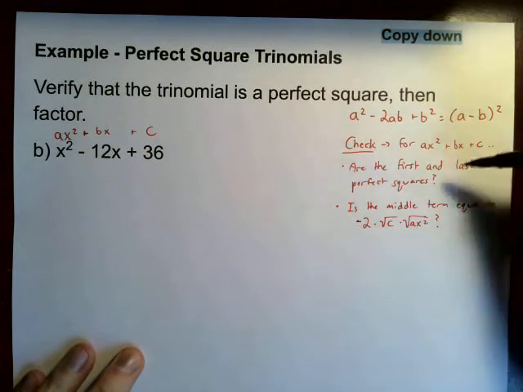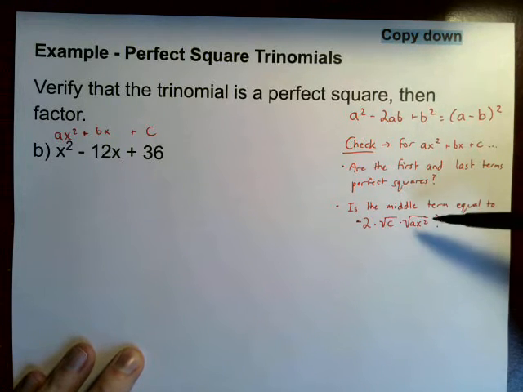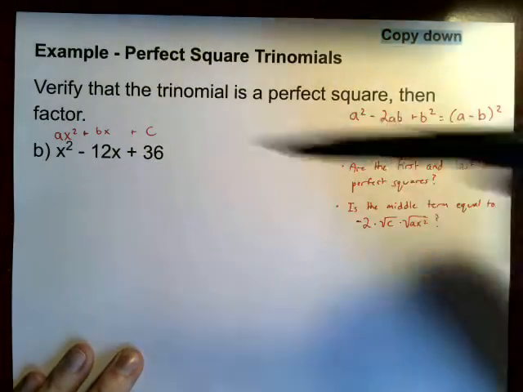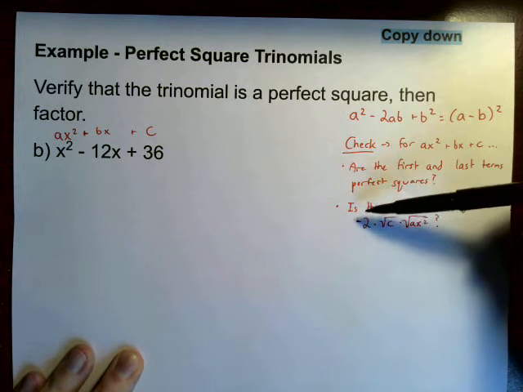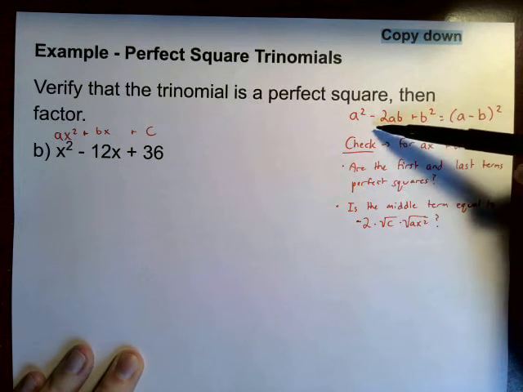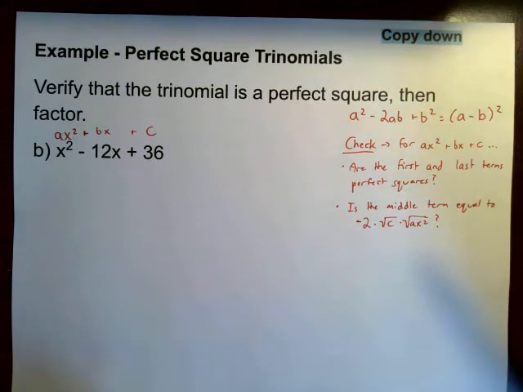We still have to look for a couple things. First is, are the first and last terms perfect squares? And then secondly, is the middle term equal to negative 2 times the square root of c times the square root of ax squared? We have to look to see if it's equal to this, now with the negative 2, because we want to know if it actually fits this pattern of subtract 2 times a times b. So that's the one difference compared to the previous example we saw.